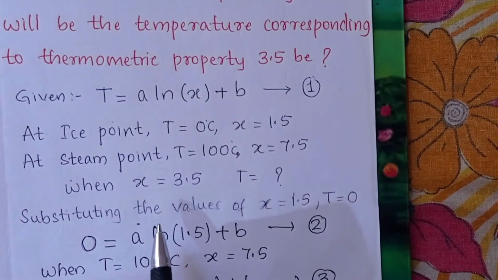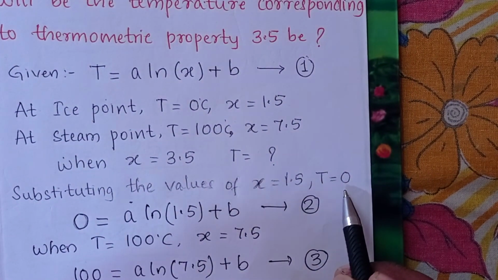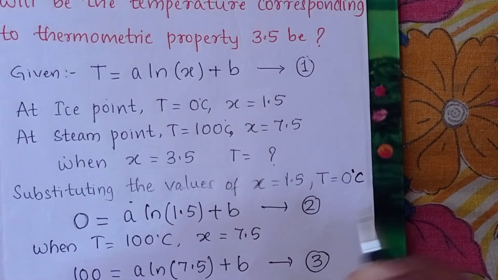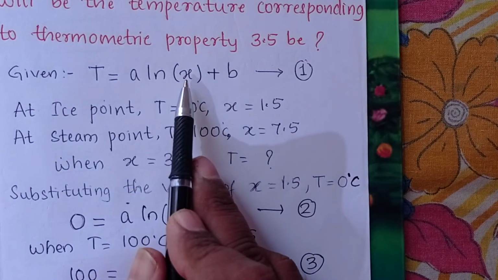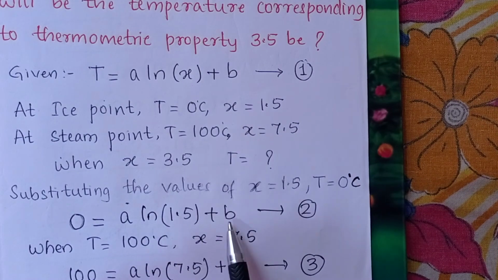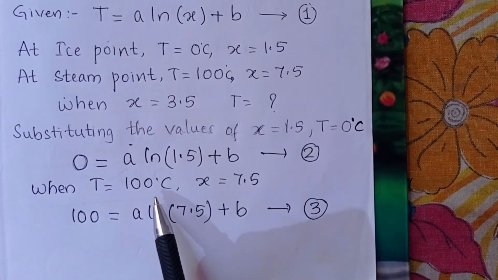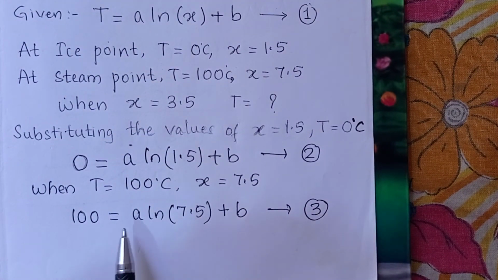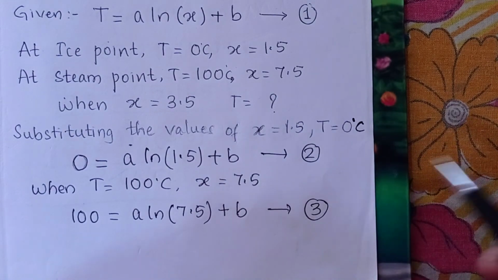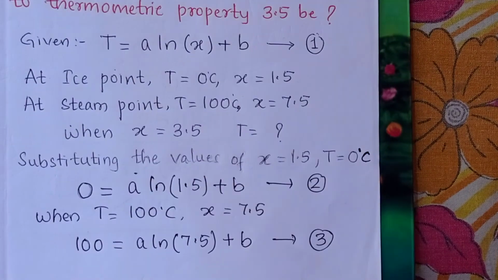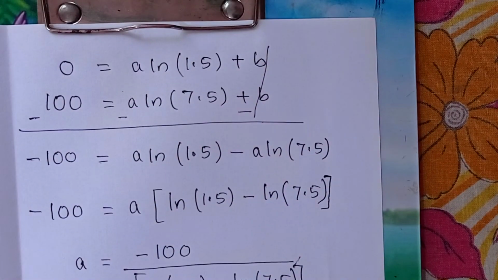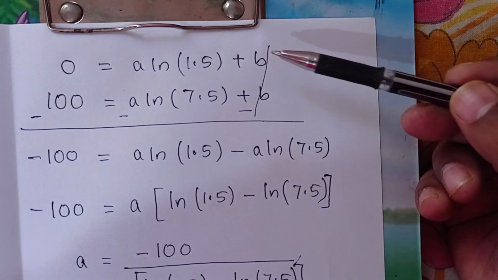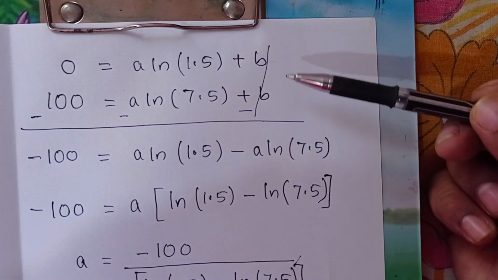So when I substitute the value for the first case, that is when T is equal to 0 degree centigrade, the equation becomes 0 will be equal to A ln 1.5 plus B, and when T is equal to 100, the equation will be 100 equals A ln 7.5 plus B. So these are the two equations. So you can solve the two simultaneous equations, writing them down and subtracting the second equation from the first. So what do I get?